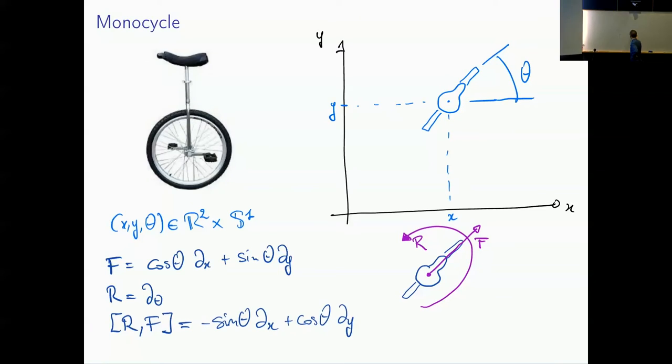So if this is the monocycle seen from above, and I want to move it somehow in the forbidden direction, how do I do it? Well, I can turn, right? This is one way. I can turn by some angle theta, then I can go forward.